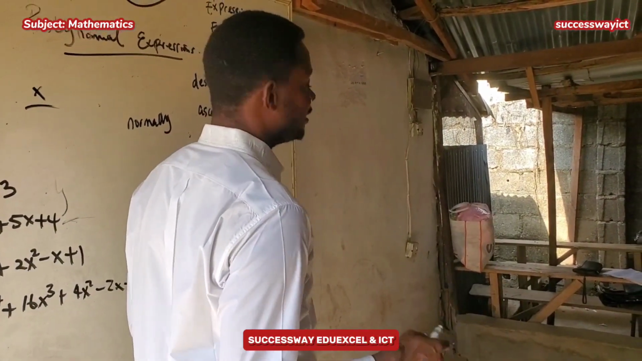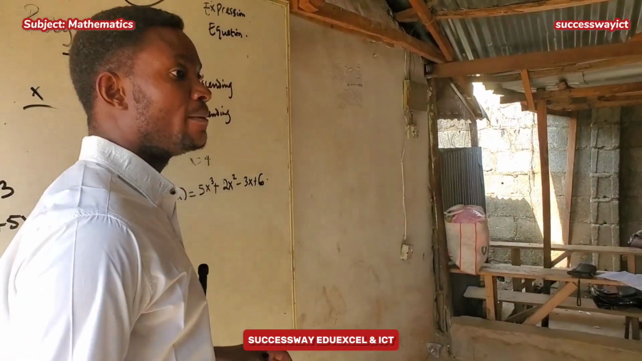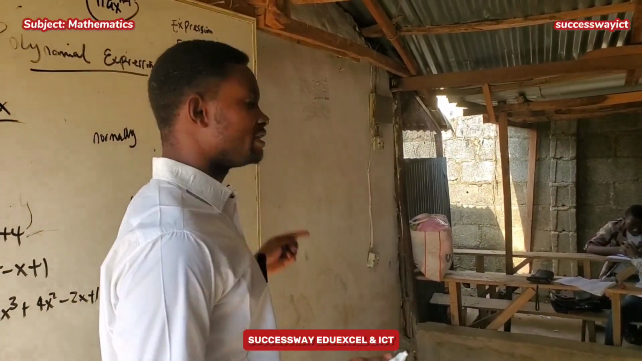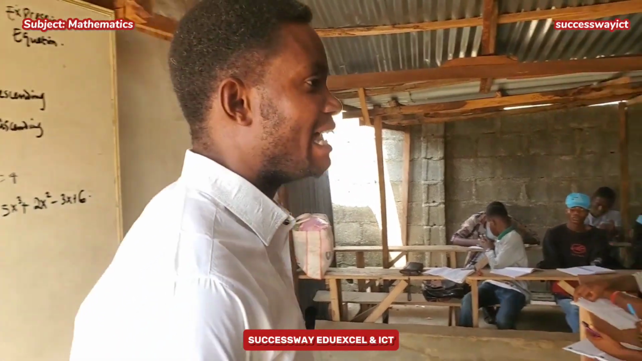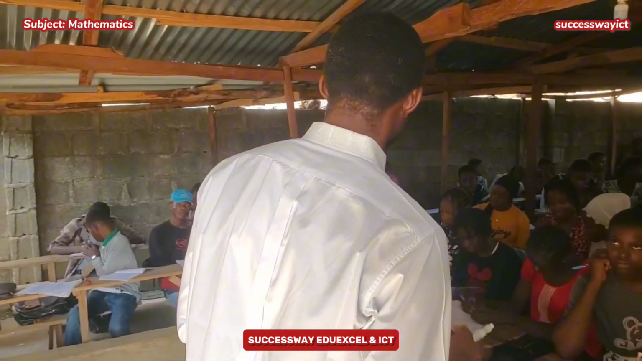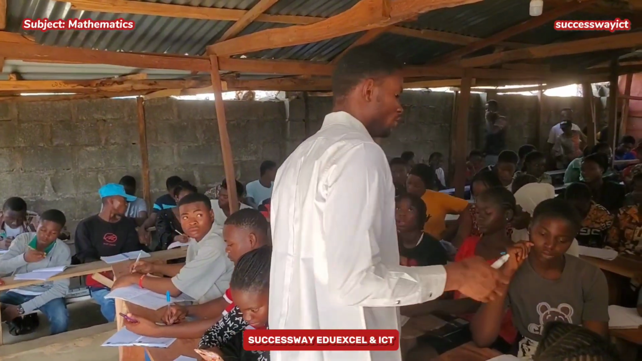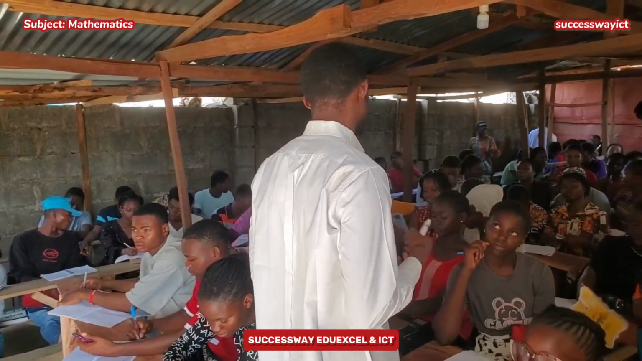You have your answer. Or better still, anywhere you see x, just replace it with 4. They say at x equal to 4. So anywhere you see x, replace it with 4. When you replace it with 4, use your calculator and evaluate it. You have your final answer.